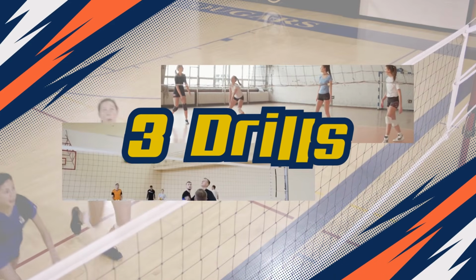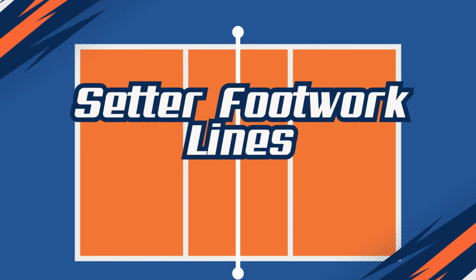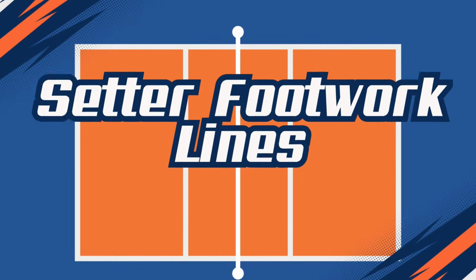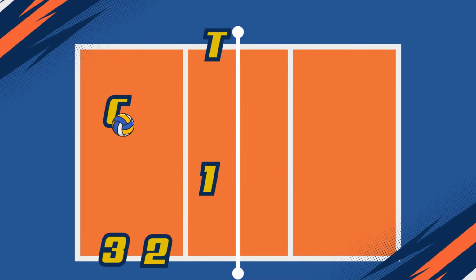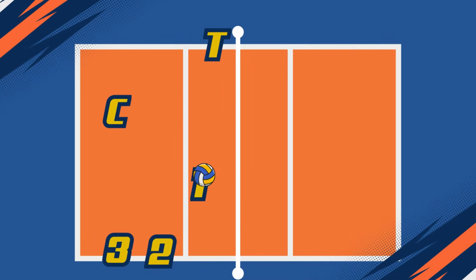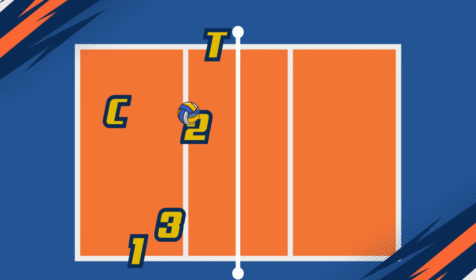Here are 3 drills to help your team with avoiding trap sets. Drill number 1 is setter footwork lines. Have a line of setters, a coach tossing the ball, and a target. A coach or player tosses random balls to different areas around the setter box. Your setters must move early, beat the ball to the spot, square their hips to the target, and set the ball off the net.